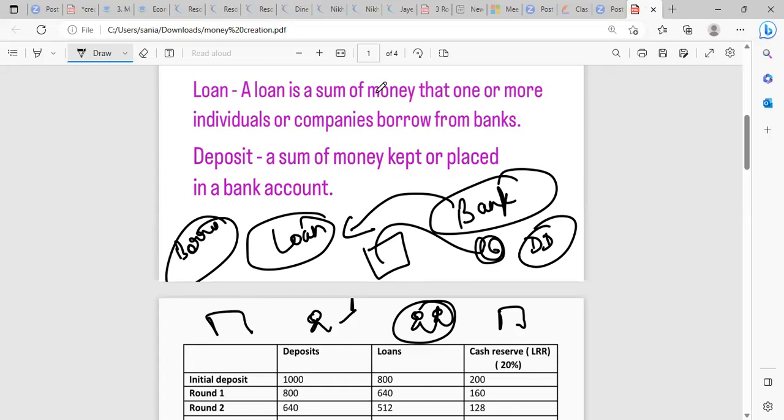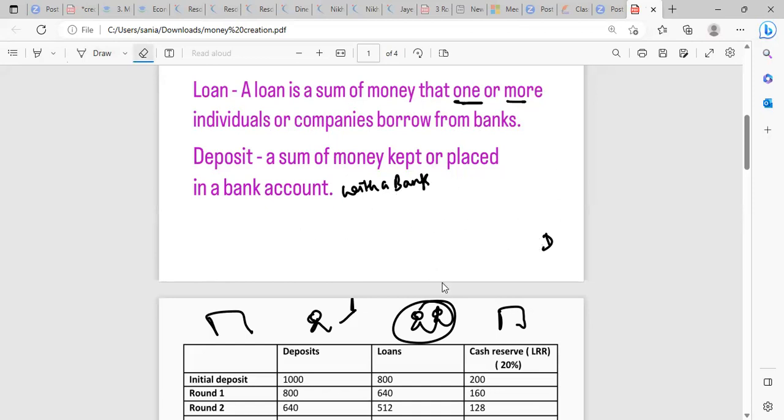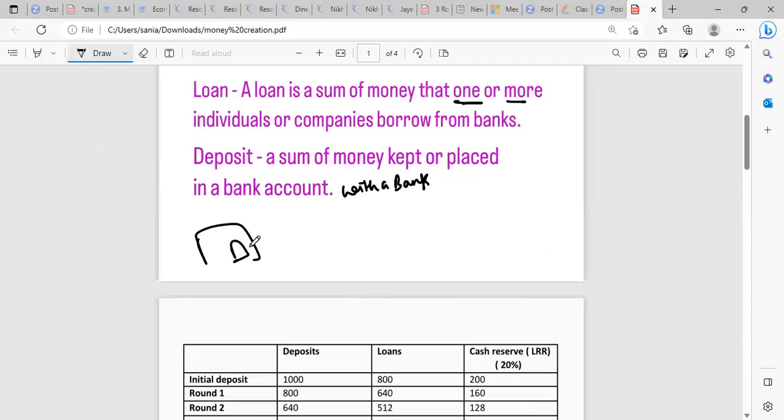So what is a loan? A loan is the sum of money that one or more individuals or companies borrow from a bank. And what is a deposit? A sum of money kept or placed in a bank account with a bank. You are keeping the money in a bank account, and that bank account is inside a bank. Inside a bank, you have the bank account.